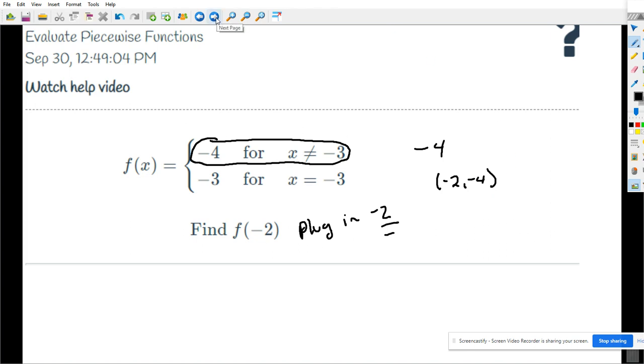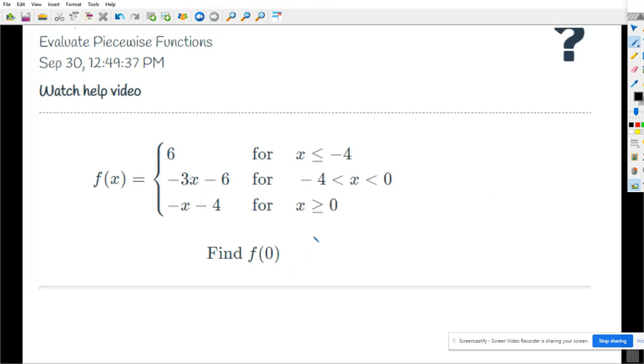Okay, let's take a look at this next example. So again, this is kind of telling me, hey, I need to find which one of my domain rules allows 0. So this has 3 different pieces in this piecewise function. My answer for the first piece would be 6 if x is less than or equal to -4. So if I were to find f of -5, the answer would just be 6. But I've got to look. It's asking me to plug in 0. Is 0 less than or equal to -4? No. So I can completely ignore the first piece.